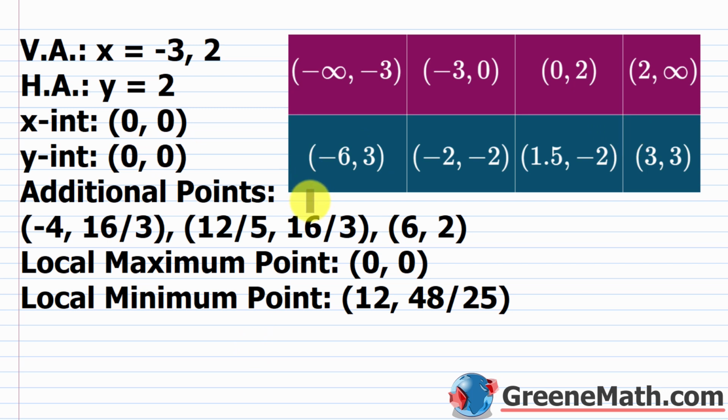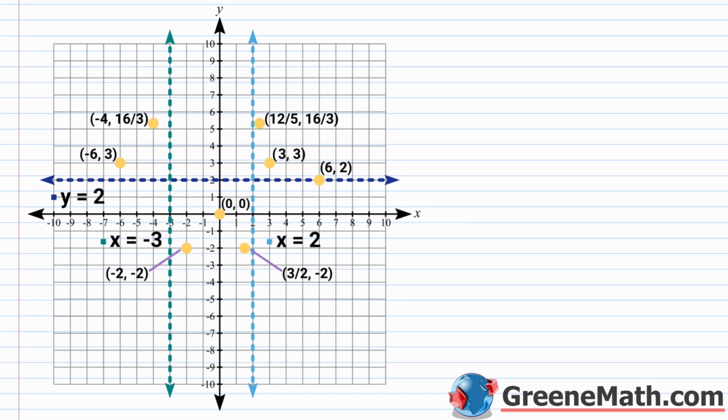Again, you're using the x values from your x-intercept, in this case that's 0, and also from the vertical asymptotes, so -3 and then 2. So you would have anything less than -3, anything between -3 and 0, anything between 0 and 2, and then anything greater than 2.